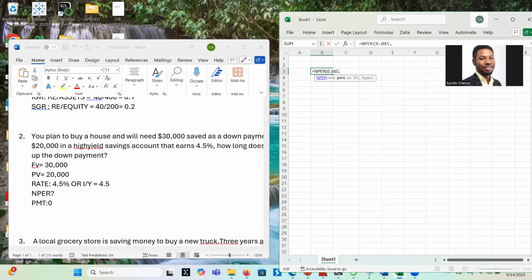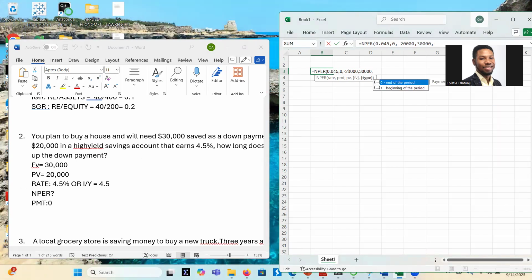It moves to payment. What's your payment? Your payment is zero. Payment is just, maybe every quarter, every year. So present value, your present value is $20,000. Now, because your present value is $20,000 and you're dropping that $20,000 as an investment, it's going to be a negative sign. One must be a negative sign, either the PV or the FV. You have to put negative there. Now, your future value is 30,000. Very simple.